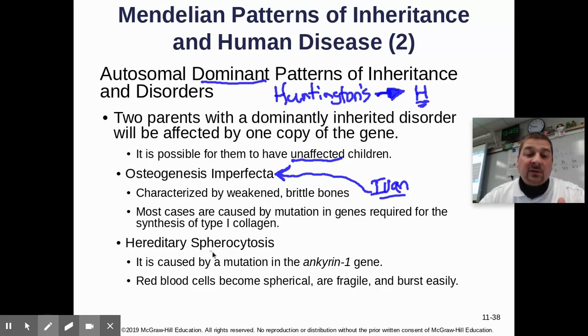Hereditary spherocytosis is a mutation in the ankyrin 1 gene that causes the blood cells, again, to become too round. Instead of flat discs, they become more spherical, and they burst easily and can cause complications as well.